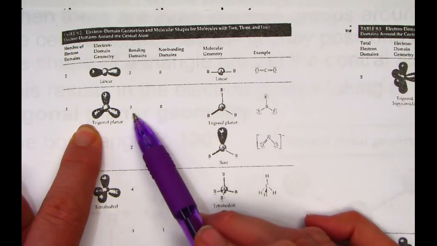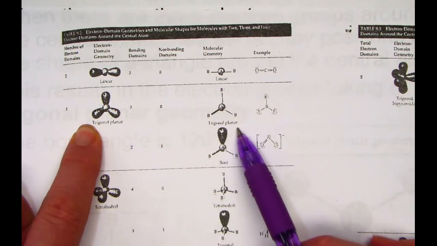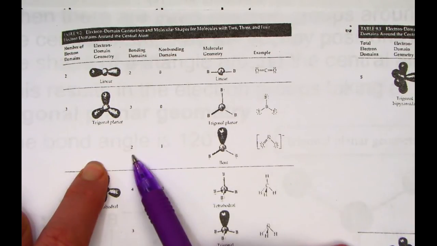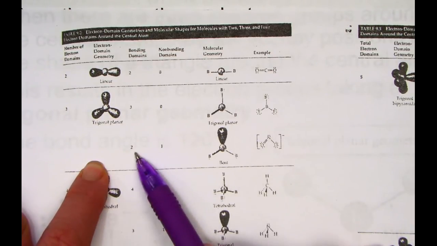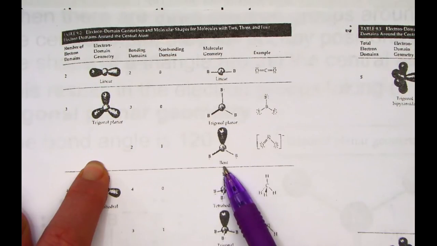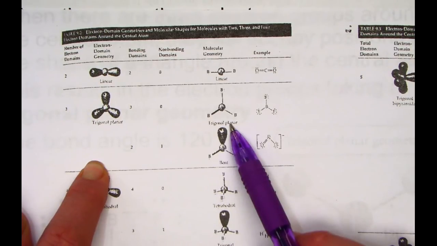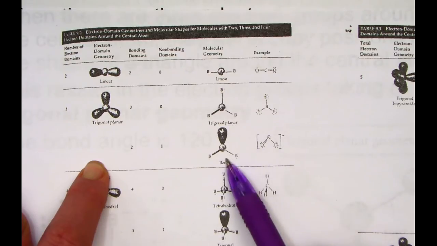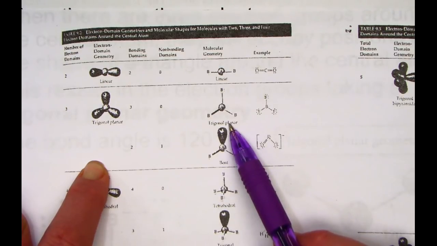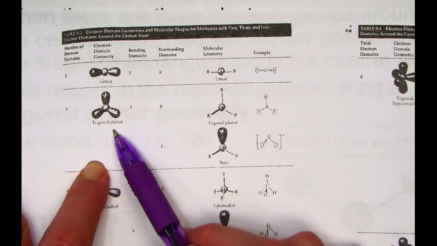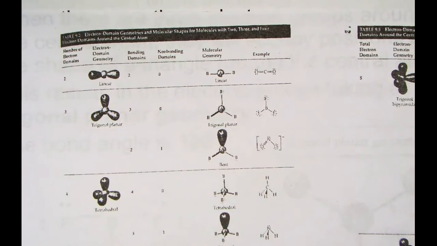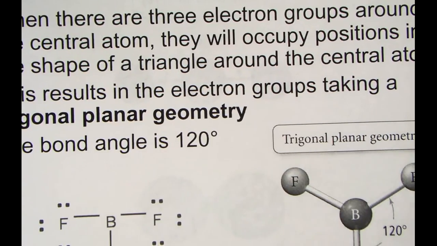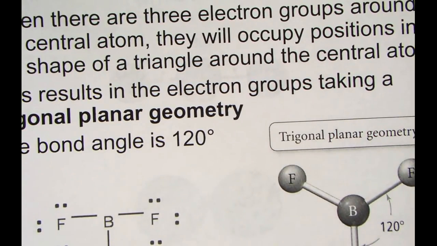If we have all three bonded back to the central atom, it is called trigonal planar. If only two of the three are bonded, it will be a bent molecule. Trigonal planar and bent are the two possible molecular geometries for three electron domains having a trigonal planar electron geometry. Back to the PowerPoint, that's what this slide is showing.